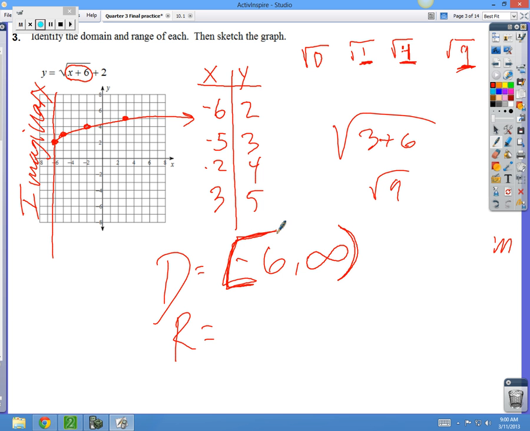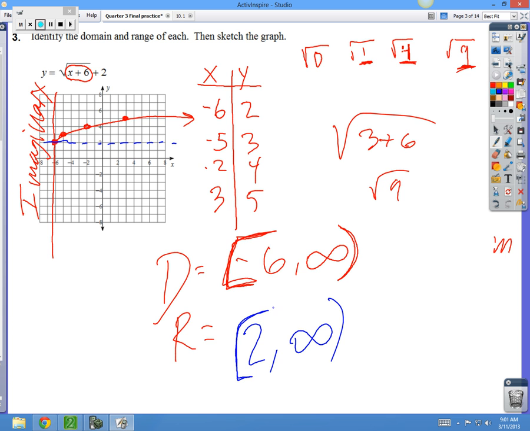Okay, the range. What is the smallest, the very furthest down this is going to go? It is not ever going to go any lower than right there. So it is going to go as low as 2. But what is the highest it's going to go to? All the way to infinity. Is 2 included? So put it in a bracket.